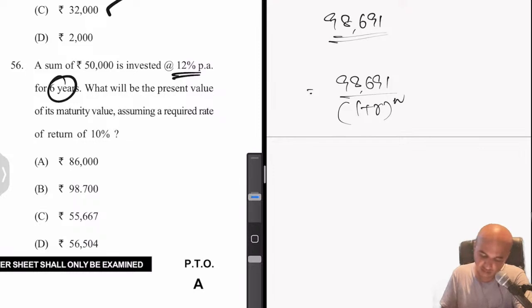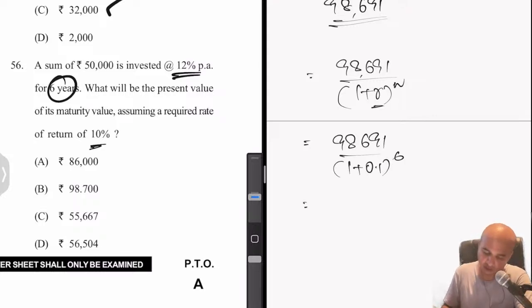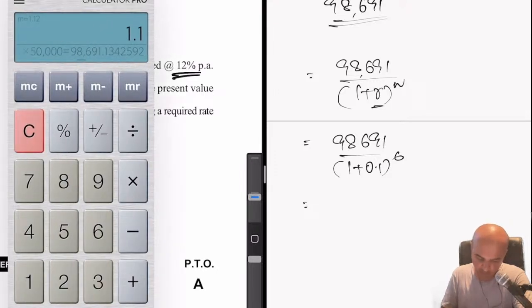Again the same thing, but we are just dividing by the same thing we used here to multiply. But here the rate of return changes because now the expectation is different. So required rate of return is only 10%. So 98,691 divided by 1 plus 0.1 to the power of 6. So 1.1 multiplied 6 times.